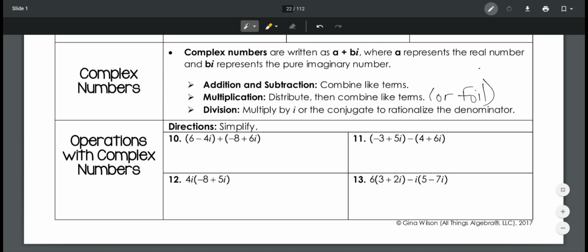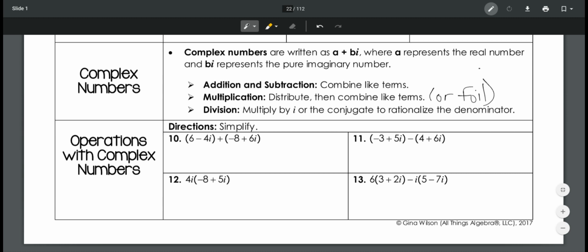In this review video, we are going to talk about complex numbers. Complex numbers are written as a plus bi, where a represents the real number and bi represents the pure imaginary number. Now, notice again that the imaginary unit has to be i. It cannot be an i squared. It cannot be an i to the third power.